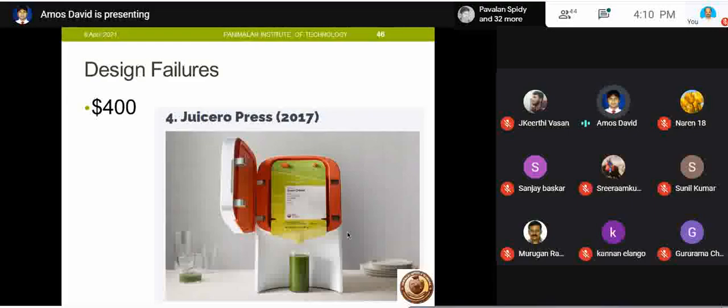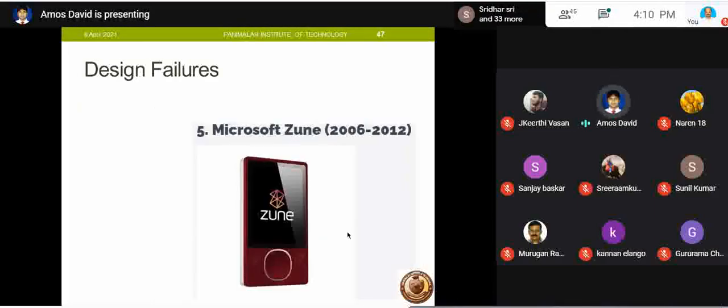Look at this. The people of this company have developed this juicer equipment where it is not even fresh juice. The sachet is also being sold by the company. When the sachet is loaded and pressed, the juice will come out of the sachet. Understood? So this was a huge failure, and it was sold for $400. I can just open it in hand, pour it into the glass and drink it. This happened in 2017.